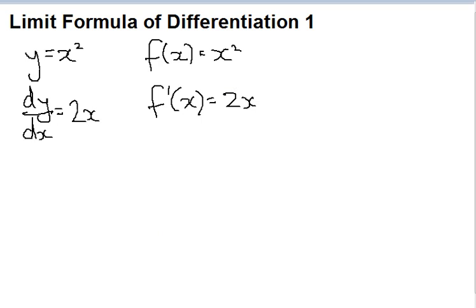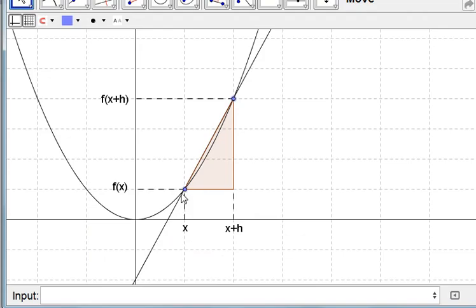So I'm going to go into GeoGebra, and I've defined a general point here, x, f of x. Now to find a gradient at one point is quite difficult. So what I've done is I've defined another point, because if I've got 2 points, it's much easier to find the gradient of a line. So I've defined another point which is very, very close to this first point, a distance of h away. So this is x plus h, f of x plus h. This distance here, h, is very, very small.